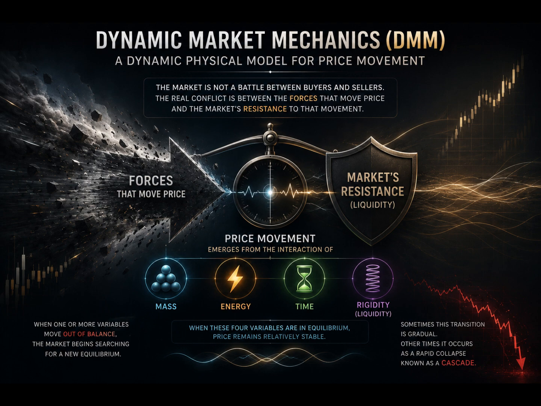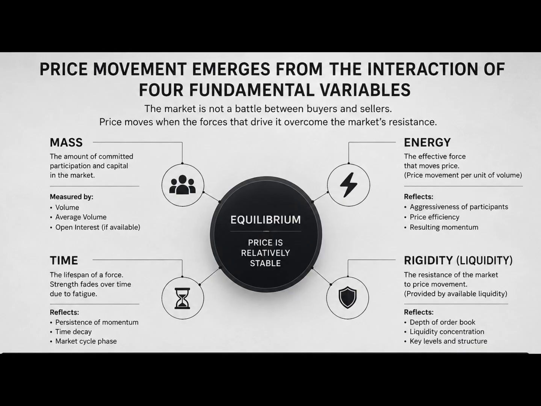When these four variables are in equilibrium, price remains relatively stable. When one or more variables move out of balance, the market begins searching for a new equilibrium. Sometimes this transition is gradual. Other times it occurs as a rapid collapse known as a cascade.